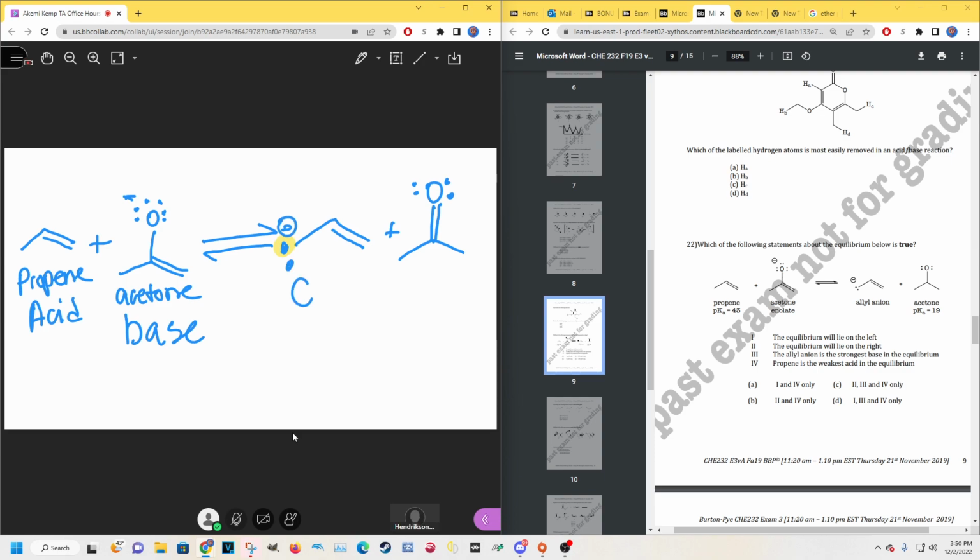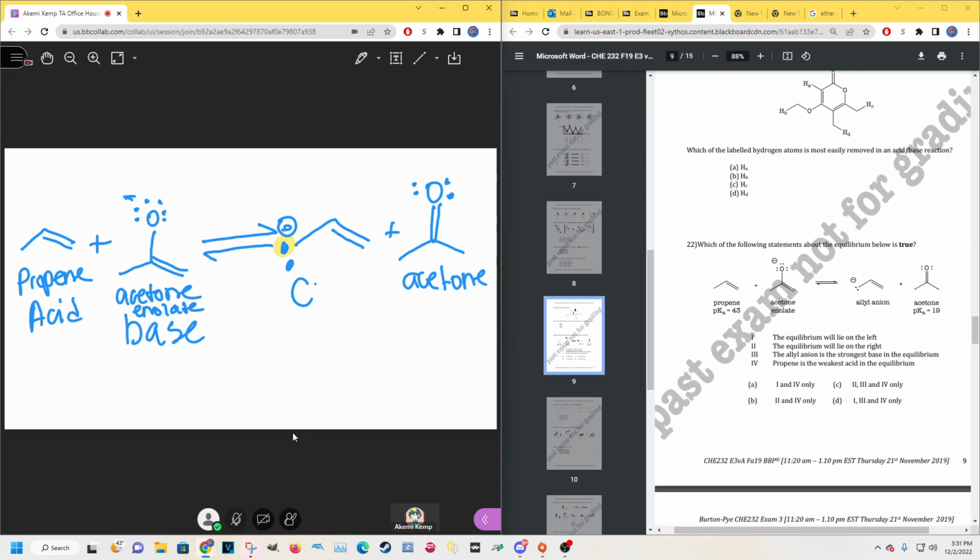Whenever they give you a pKa, like say for propene, it will be the acid. Yeah, so that was the acid. And the other one acted as the base because we ended up with a lone pair on one of the carbons in the propene. So this became a little anion, and this is acetone enolate.